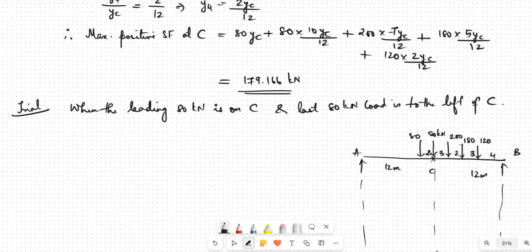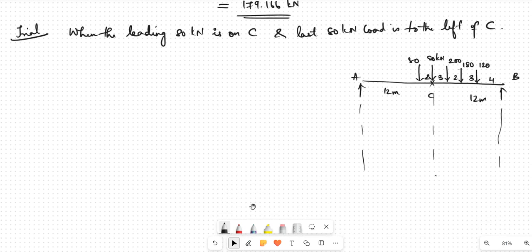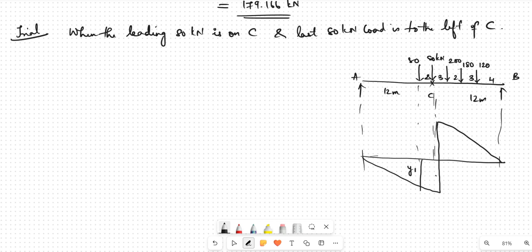Since one load is to the left of section C, that corresponds to a negative shear force. So I'm going to draw the ILD for positive and negative shear force. This load is having an ordinate of Y1 here. This is the critical ordinate YC. Then this be Y2, this be Y1, and finally this is Y3, and this is Y4. So this is 3 meters, 2 meters, 3 meters, 4 meters, and this is 2 meters. So this is 10 meters.